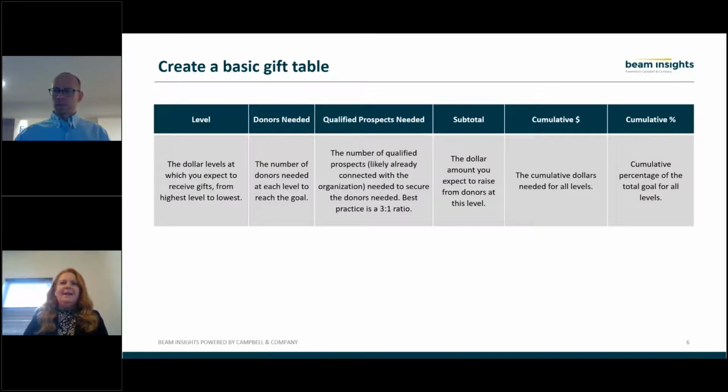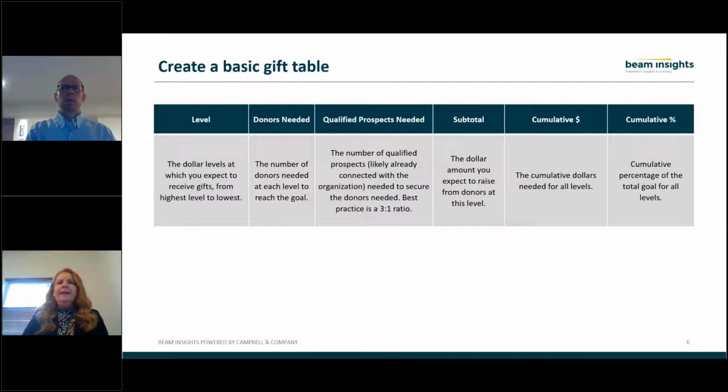And we like to think about that as the major gift threshold. So what gifts are you expecting to solicit in person, for example? A lot of times we'll see that as a $25,000 level. So in that instance, you would have a $25,000 to $2 or $5 million gift table, and then you would fill in all of the levels in between that.